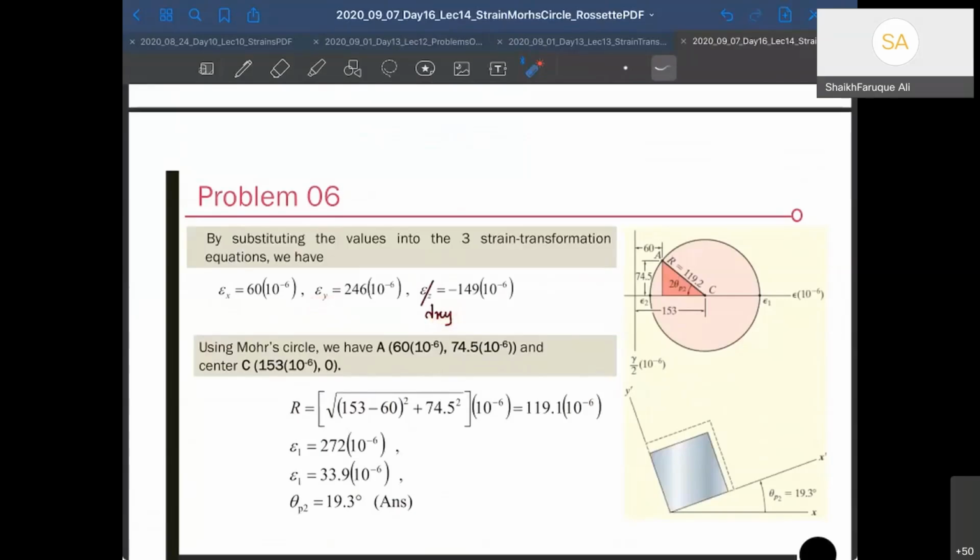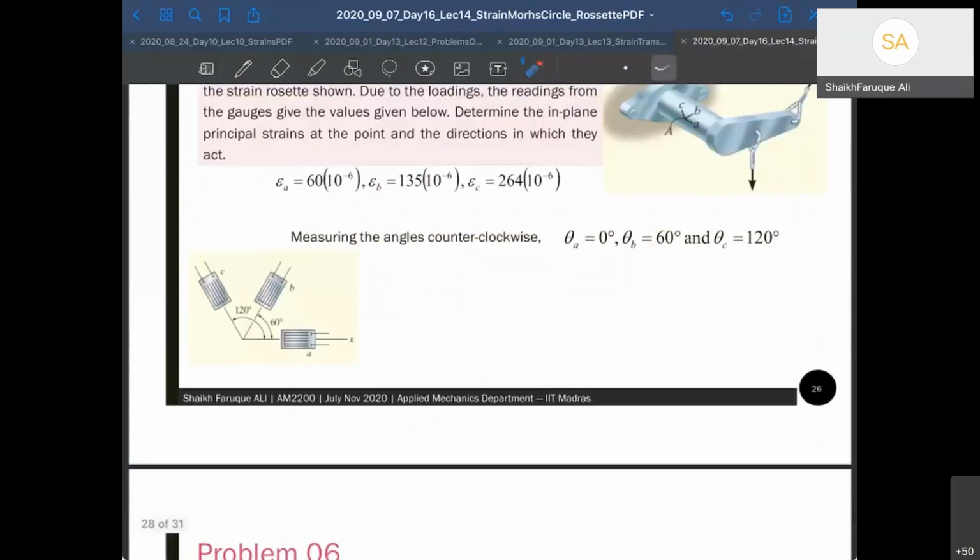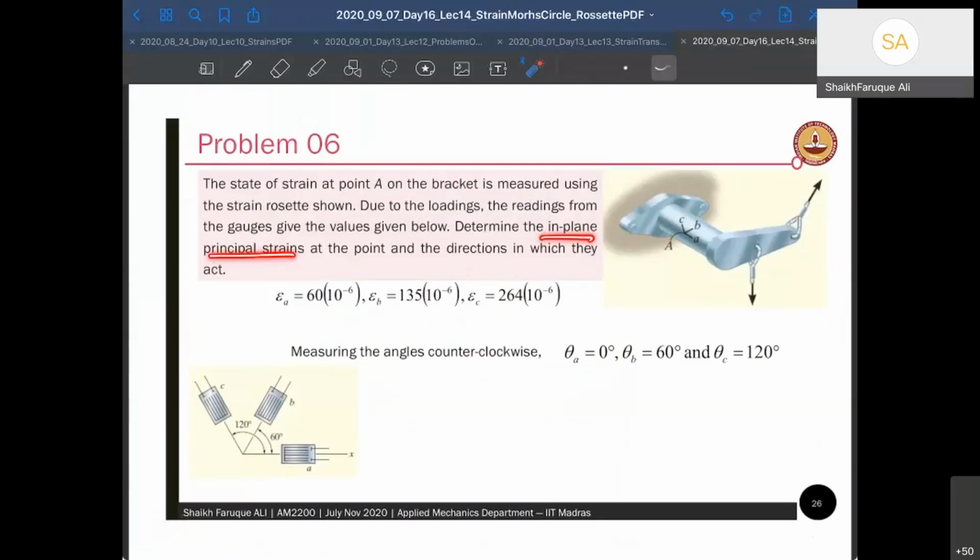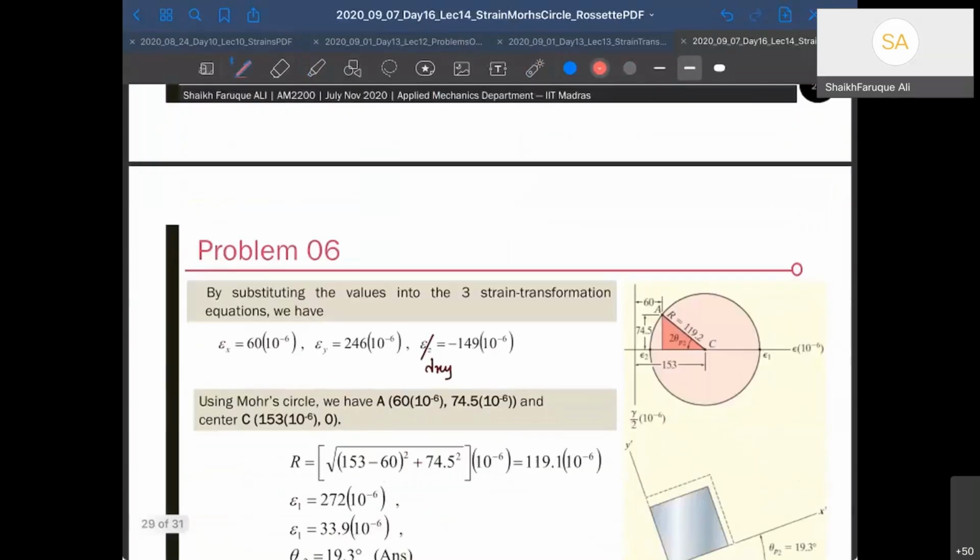Once you know them, you can draw the Mohr circle, and once you draw the Mohr circle, you can find the principal strains that are needed. So this question asks you to determine the in-plane principal strains, right? You can find the principal strain once you know one of the planes. So one of the planes is given by this magnitude. This plane you can draw in the Mohr circle. So I've just drawn the Mohr circle as it has to be. So this is 60, and this is 149 divided by 2, 74.5, right? And this is negative. That means it is going to be upside. So this is my 0 degree line.